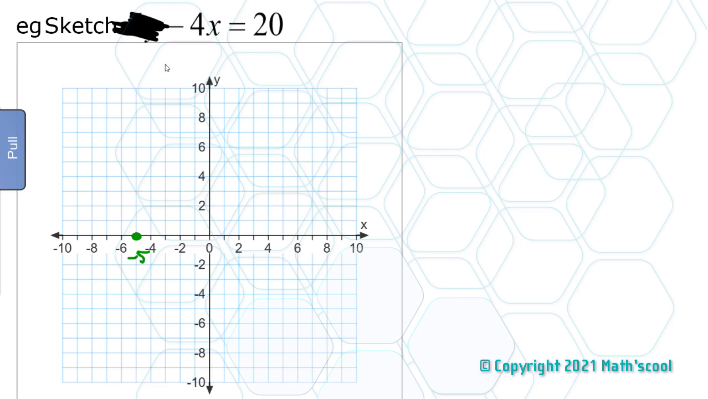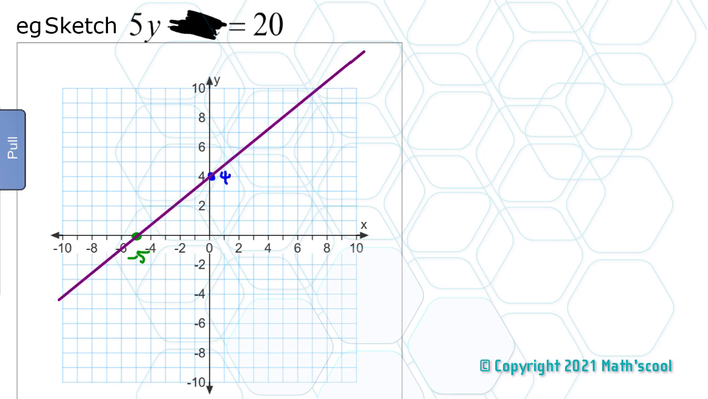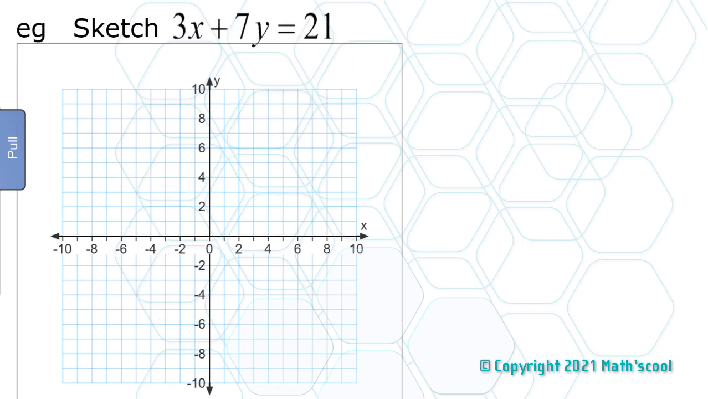And then if I want to find the y-intercept, you just put x is 0. And so that's going to give us y is 4. And so we can connect those 2 points together with a straight line like that. And so there's our sketch of that equation there. Okay, so easy, 2-intercept form.